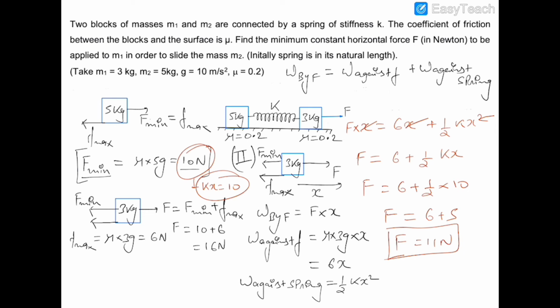So we can see that the minimum force required to move this 5 kg block is 11 Newton, and it is obtained by balancing the energies. So in the cases in which you are being asked what minimum force is required, you should remember that you have to balance the energy and not the force. So this method of balancing the force will be wrong, and this will be the incorrect answer. This 16 Newton will not be the correct answer. The correct answer will be this 11 Newton. Now we move on to the next question.